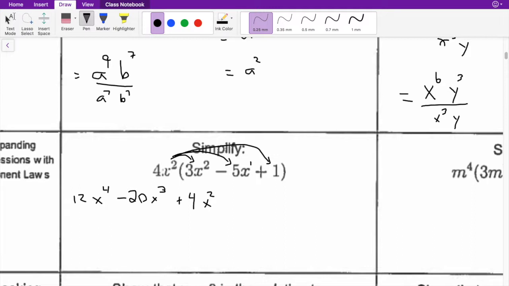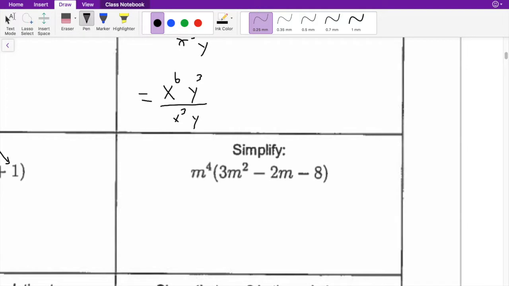Let's take a peek if we have to collect like terms. These are all different bases. So all have x's with different exponents. So there's no like terms to be collected. So we're all done. So pause her up, and then you can do this, and we'll take it up in a couple seconds.